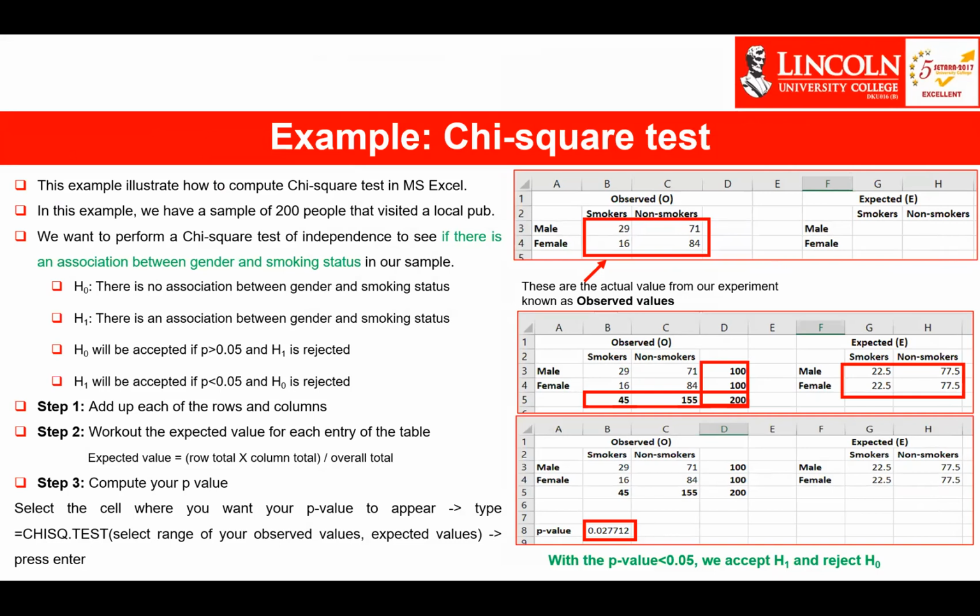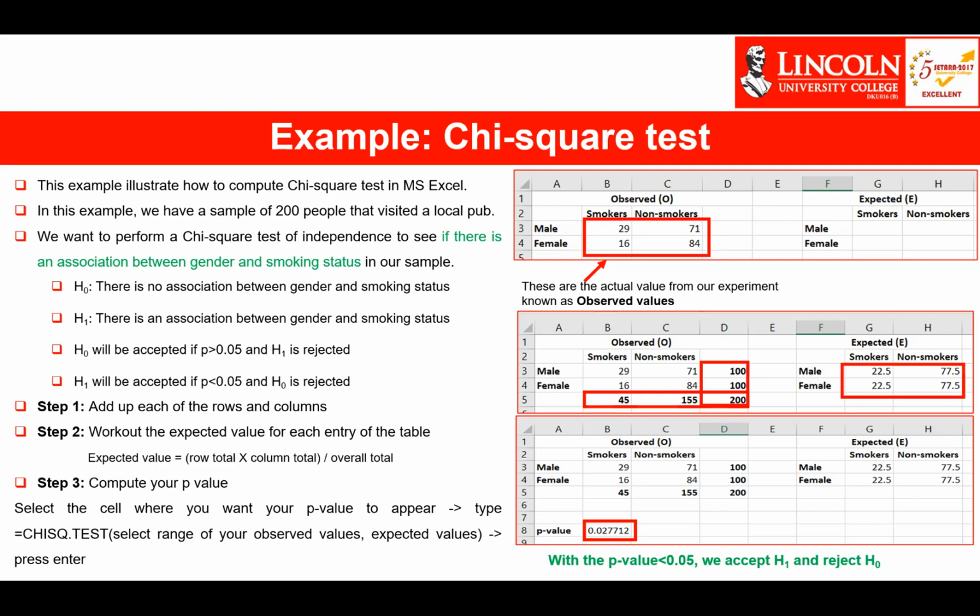We want to see how to compute this chi-square test on Microsoft Excel. This can also be done on SPSS, even faster. So in this example, we have a sample of 200 people that visited a local pub. We want to perform a chi-square test of independence to see if there's an association between gender and smoking status among these people.